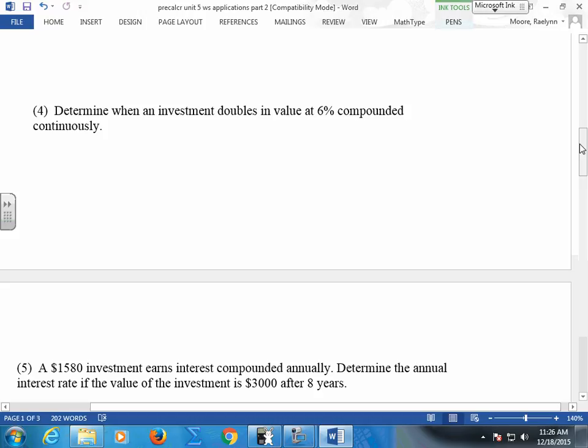Okay, determine when. So when I have to determine when, what is my variable? Time, good. Time I don't know. An investment doubles in value at 6%. There's my rate. Compounded continuously. Gabe, what formula? Continuously. Per. Good.